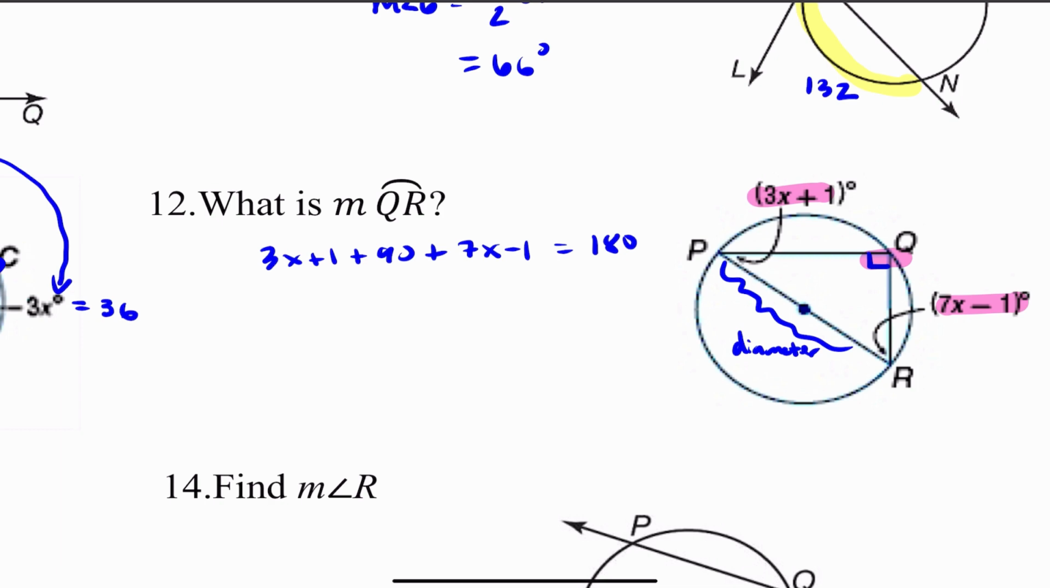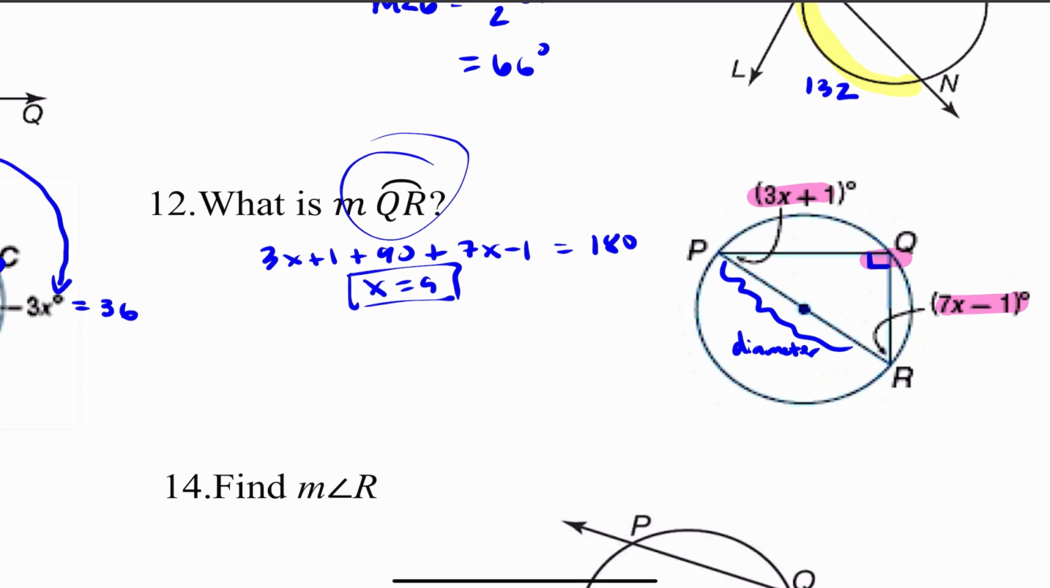And then you're going to be left with x equals 9 as your answer. So here's my equation, and then there's your x. But it's asking you to find what the measure of arc QR is. So where's QR? This is QR.